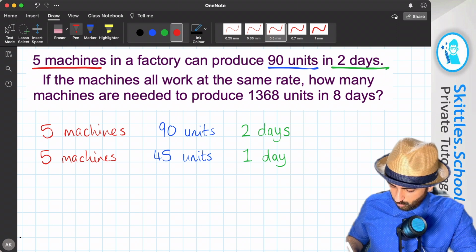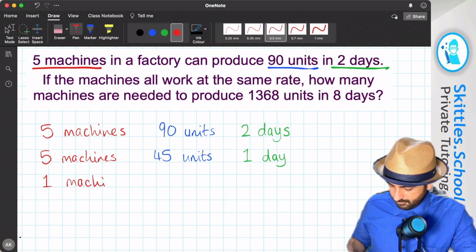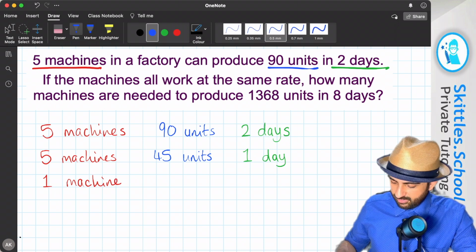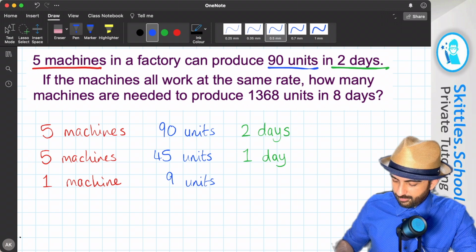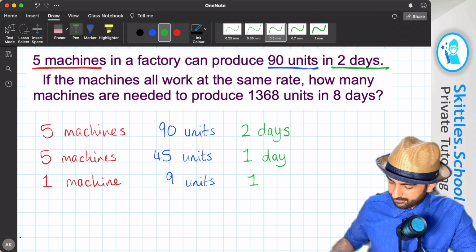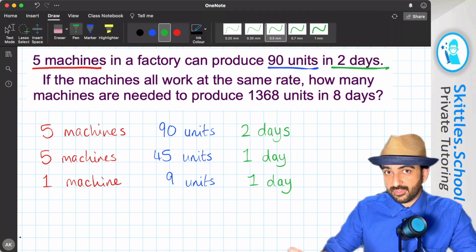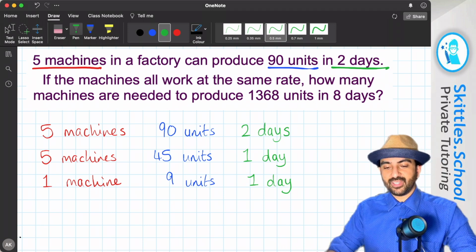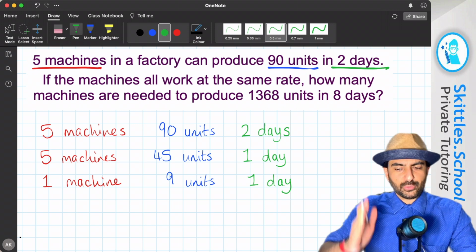So each one machine must make 9 units per day. That way 5 can make 45 per day. So now we've got one machine makes 9 units in 1 day.